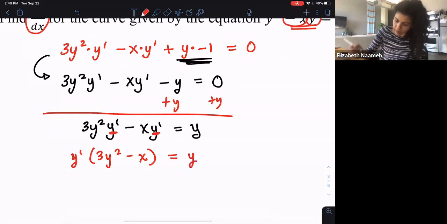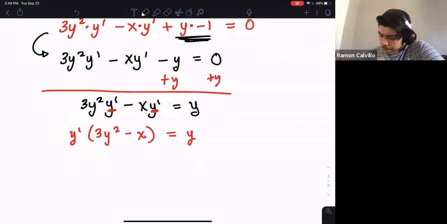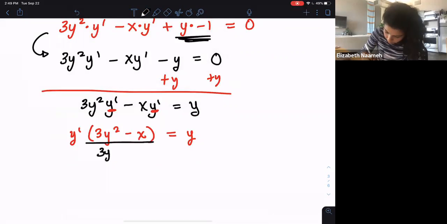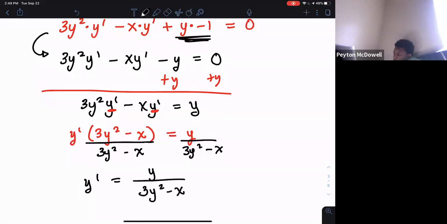Final step, what should we do? Divide both sides by 3y squared minus x. We want to get y prime by itself. So final answer, y prime equals y over 3y squared minus x.